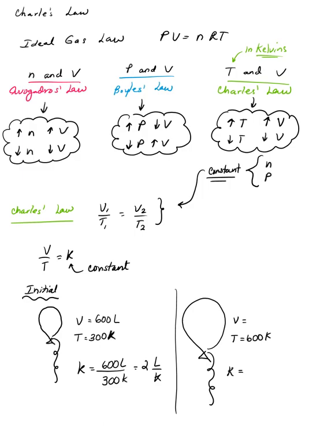Gases can be described using properties such as pressure, volume, amount of a gas in moles, and the temperature. There are three simple laws that we use to describe gases. We have Avogadro's law, which is the relationship between the number of moles of a gas and the volume. As the number of moles of gas increases, so does the volume.